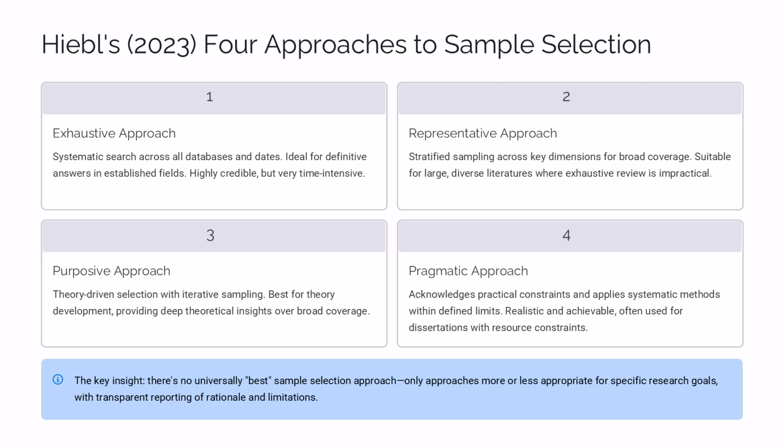The key insight is that there's no universally best sample selection approach, only approaches that are more or less appropriate for specific research goals. The decision should be based on research purpose, literature characteristics, resource constraints, and intended contribution, with transparent reporting of rationale and limitations.